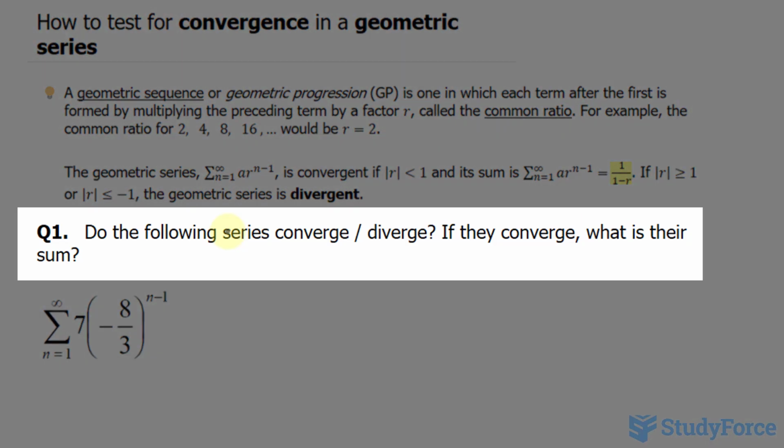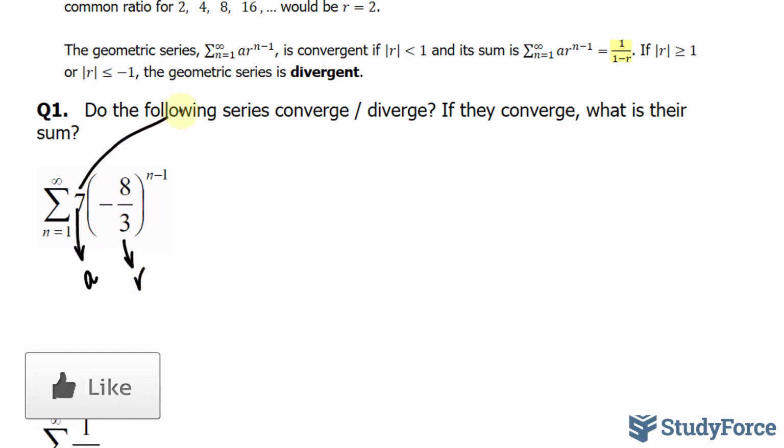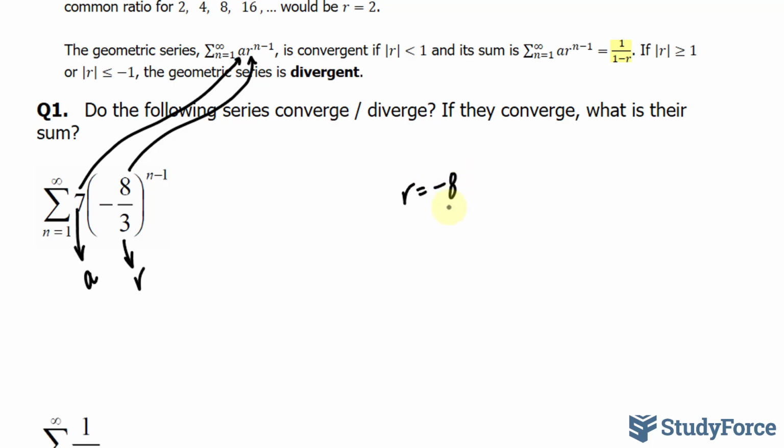The question reads, do the following series converge or diverge? And if they converge, what is their sum? As you can tell just from reading this expression, our a value is 7 and our r value is negative 8 over 3. I've matched this up with the following. And since our r value, which is negative 8 over 3, is greater than 1 when we take its absolute value, then we can say that this series diverges. Let's move on to the next.